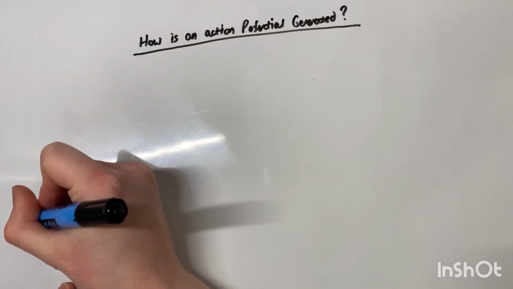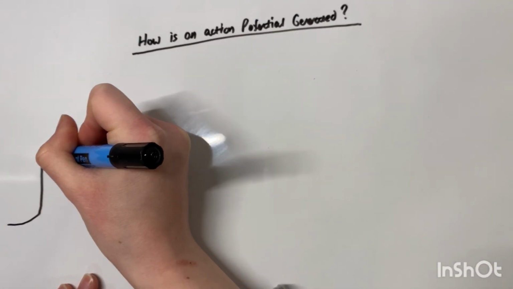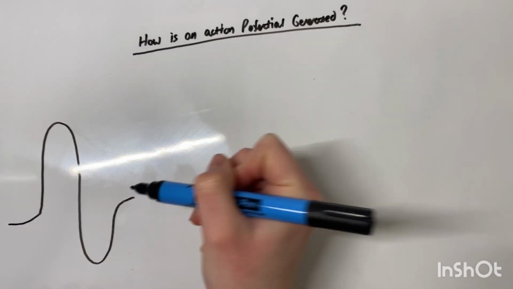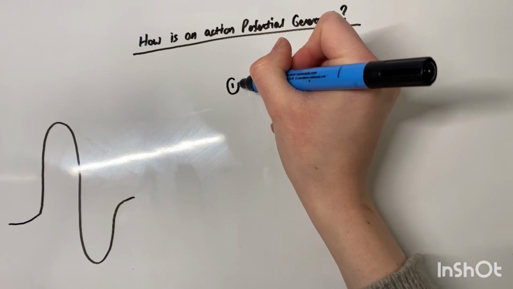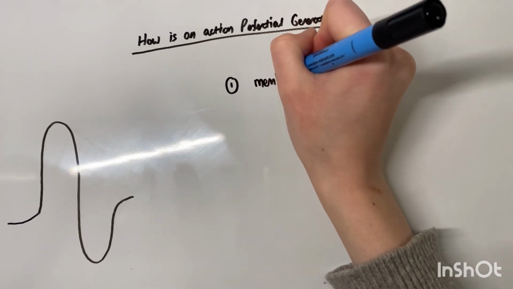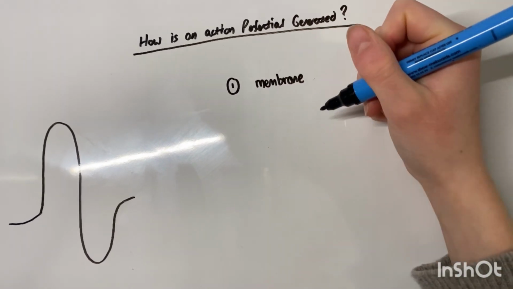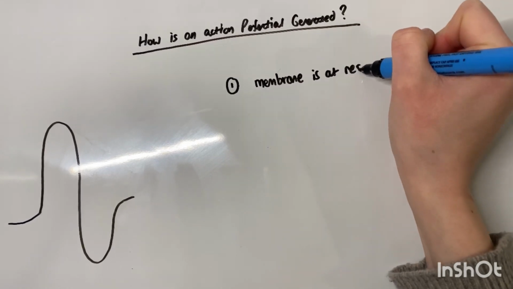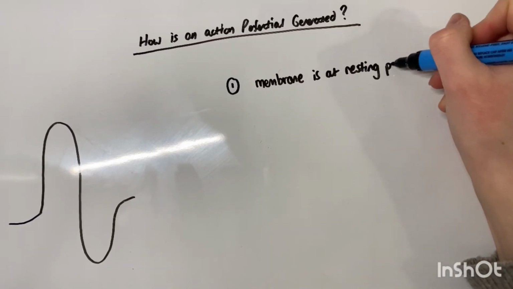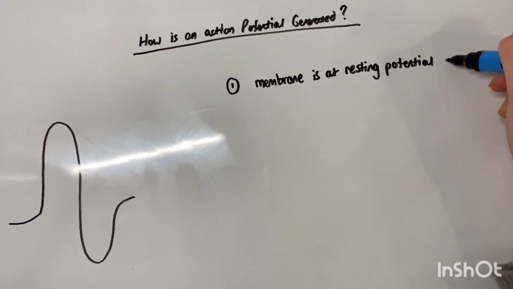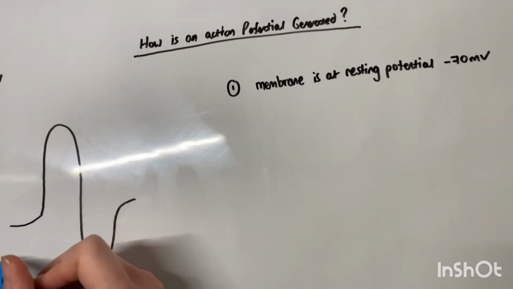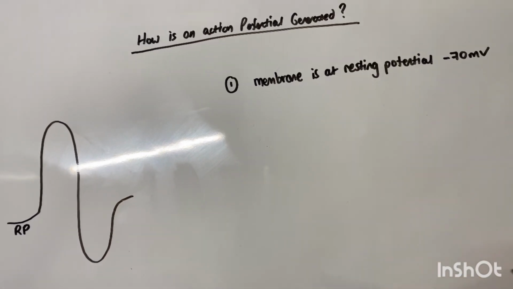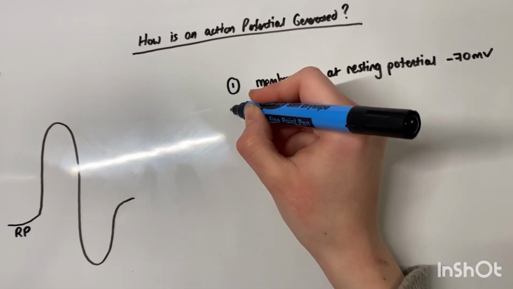So I'm going to start by drawing what looks like a graph of a heartbeat, so essentially the action potential graph. The first marking point in how an action potential is generated is the membrane is at a resting potential of minus 70 mV. I'll just go ahead and label it on here, RP for resting potential.